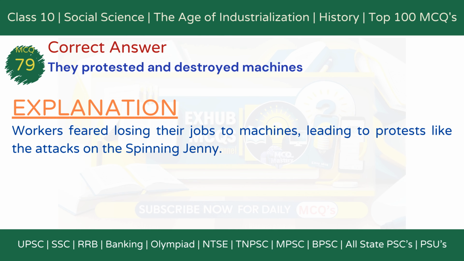The correct answer is option B. They protested and destroyed machines. Explanation. Workers feared losing their jobs to machines, leading to protests like the attacks on the spinning jenny.